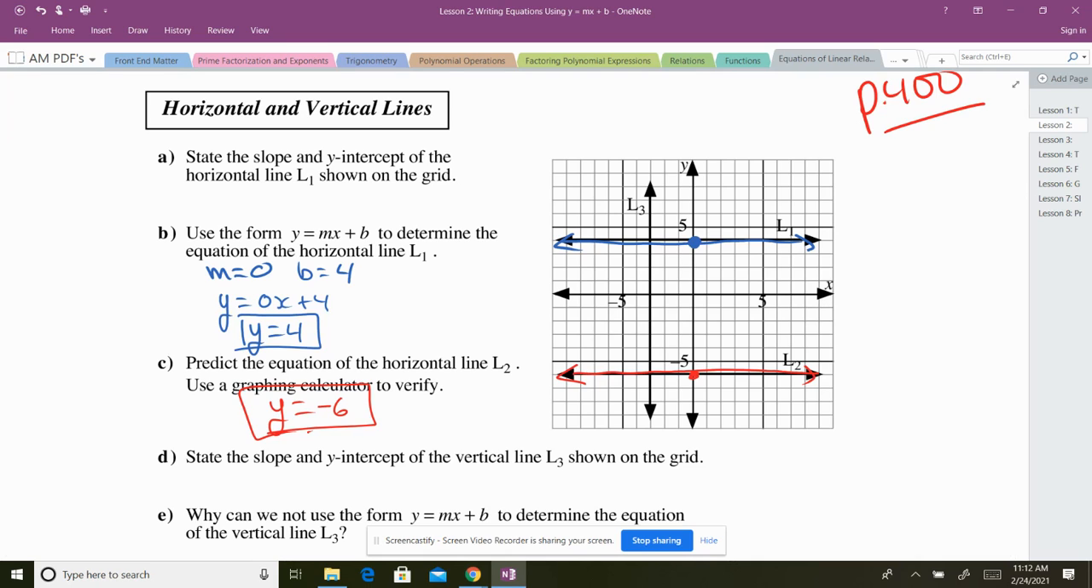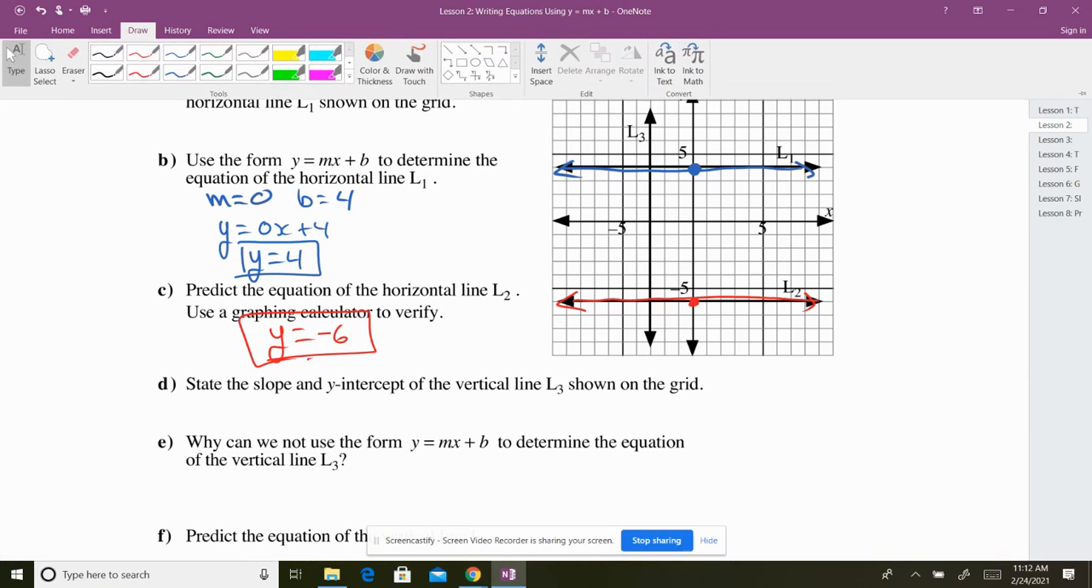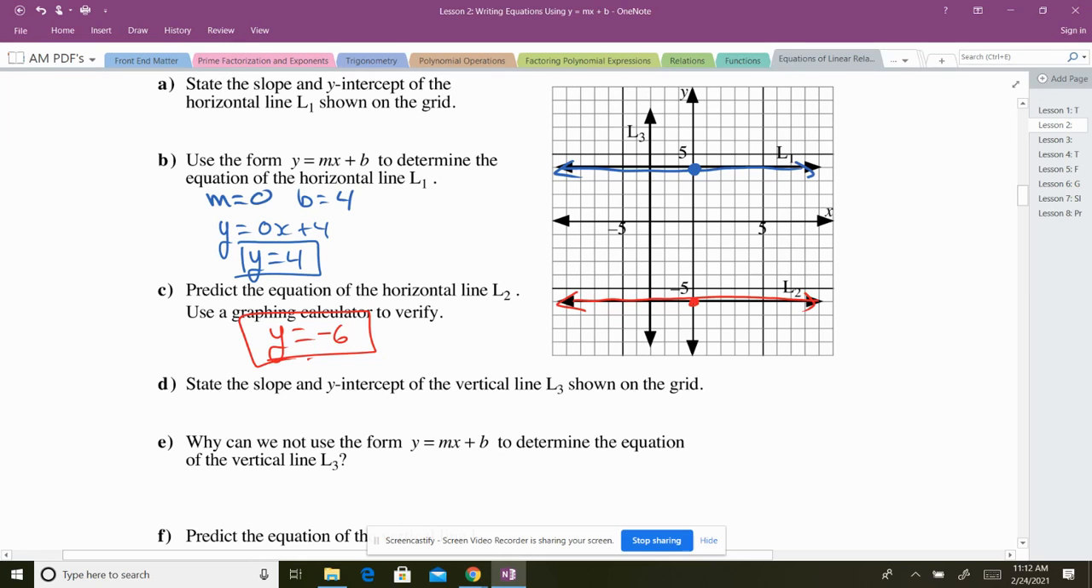If I said sketch, I'll do this in a different color, green. Sketch y is equal to 1. What's the slope of that line? 0. What's its y-intercept? So you just go to the y-intercept of 1 and draw a flat line. And that's it. That's y is equal to 1. Okay, nice and easy.